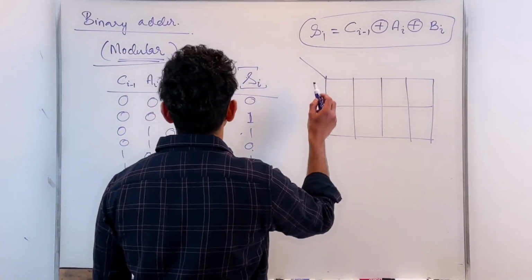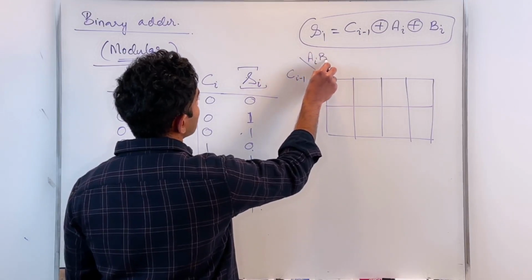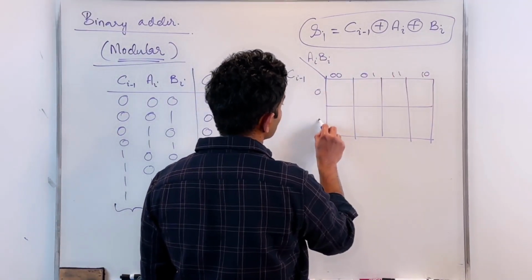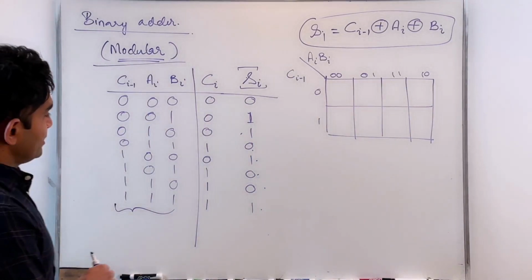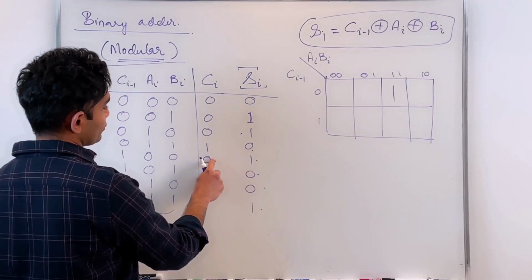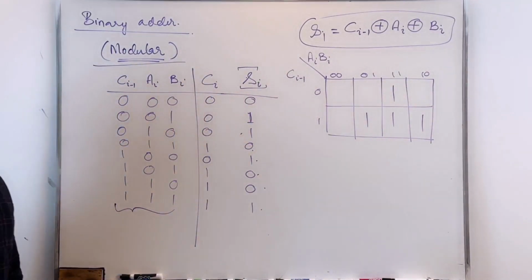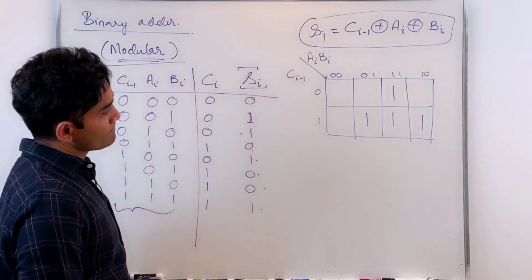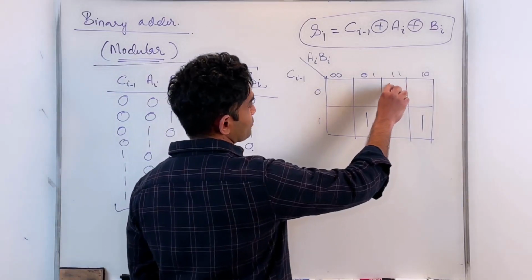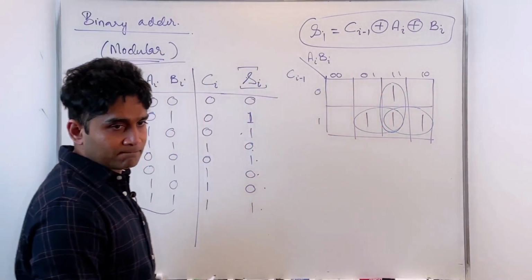That's between Ci minus 1, Ai, Bi, that's 0, 0, 0, 1, 1, 1, 1, 0, that's 0 and 1. And I have 0, 0, 0, 0, 0, 0, 1, then 0, 1, 1, 1. That's 0, 1, 1, 1. Okay. And now I have to combine the terms. It's actually pretty simple. That's one combination, that's another combination, that's another combination. And what do I get?